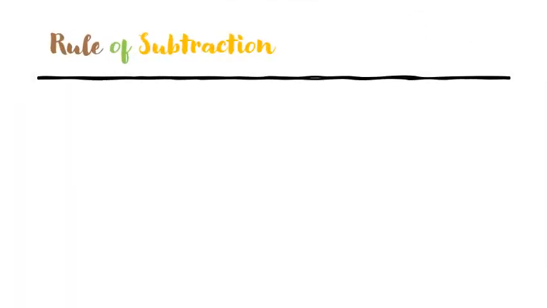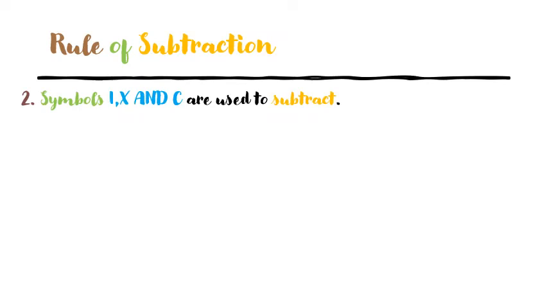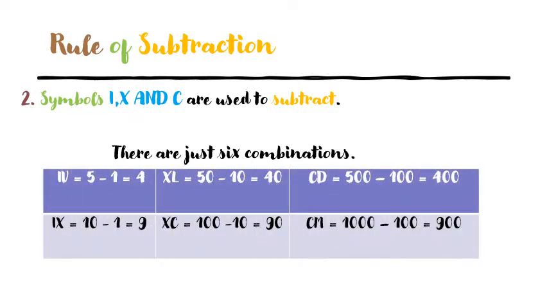Children, another rule of subtraction says symbols like I, X and C are used to subtract. That means only these three symbols can be subtracted. And for this, there are just 6 combinations. Let's see them. IV, 5 minus 1 equals 4. What does it mean? It means I can be subtracted only from V and X. We cannot subtract I from L or D or M.